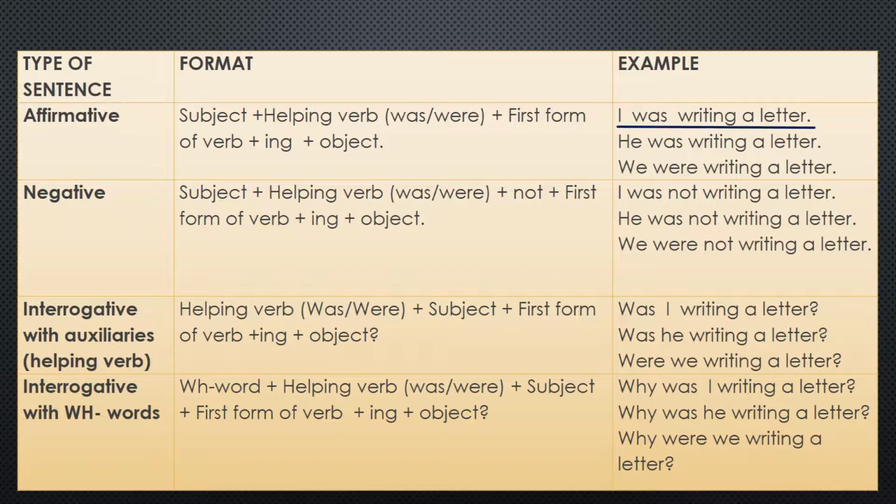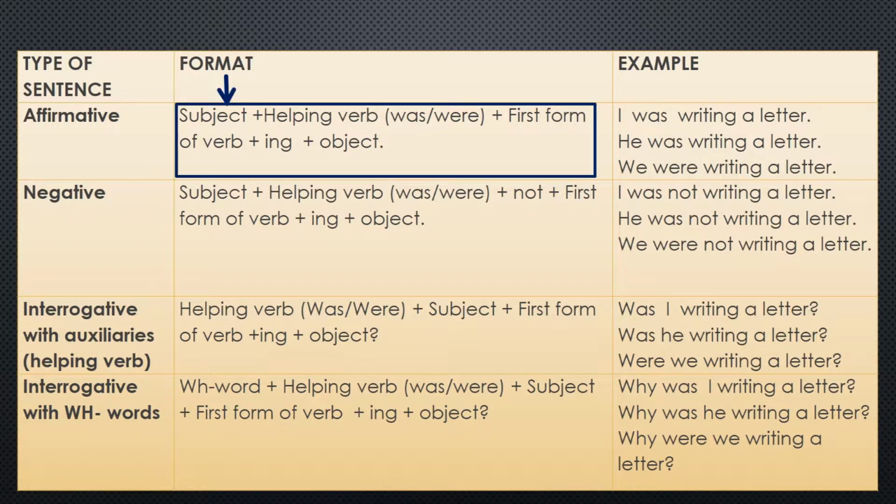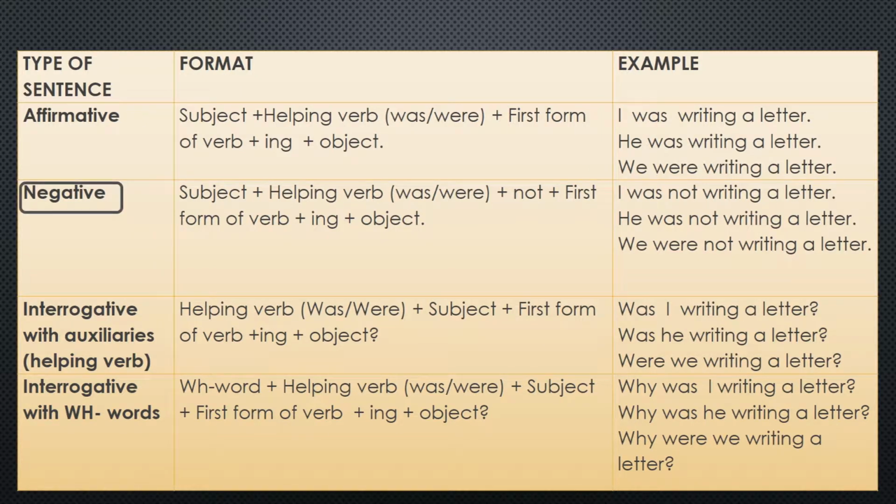It starts with affirmative sentence like I was writing a letter. He was writing a letter. We were writing a letter. Let's check the format of these sentences. Subject, any person having the usage of helping verb was or were with first form of a verb ing and object. The next one is negative sentence like I was not writing a letter.